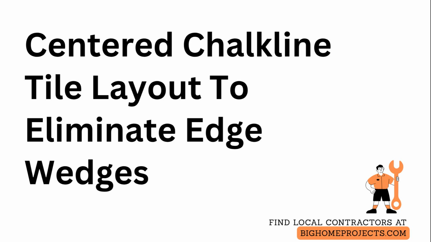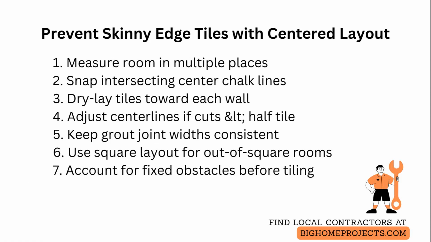Center the field so edge tiles stay full and consistent instead of leaving awkward skinny wedges at the room perimeter. Begin by measuring the room width and length in multiple places and choose the longest consistent dimension as your starting reference. Snap intersecting chalk lines at the center of the room aligned with your tile grid so you can lay out a balanced field in 4 quadrants.